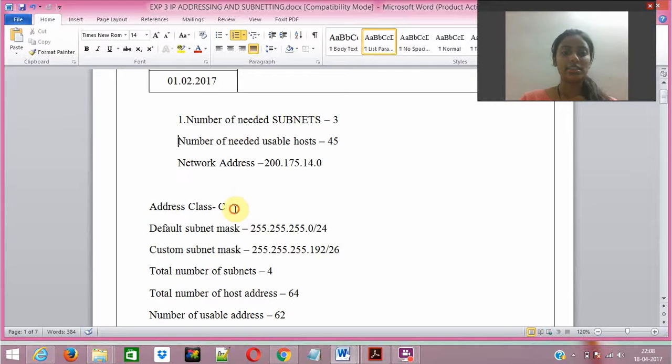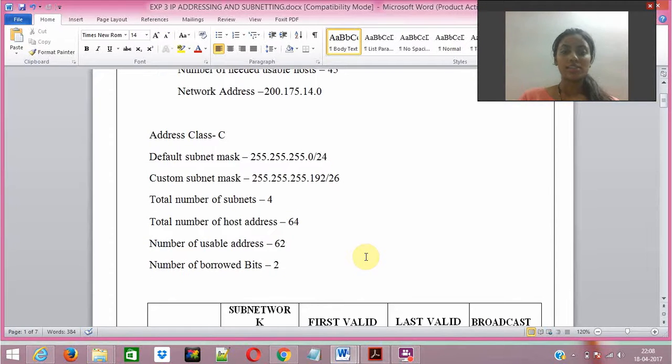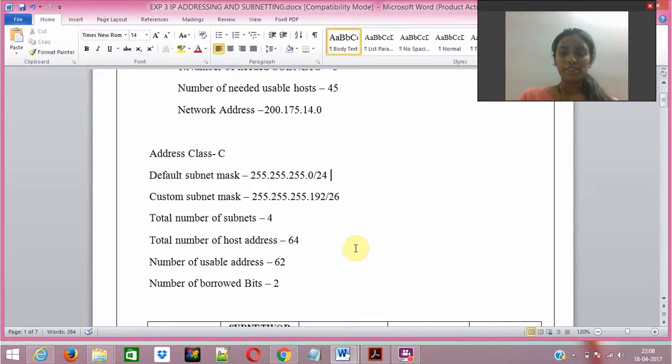It is asking the class of the address. Since this address starts with 200, this is class C, as we all know, and the default subnet mask is 255.255.255.0, and the custom subnet mask is 255.255.255.192/26.